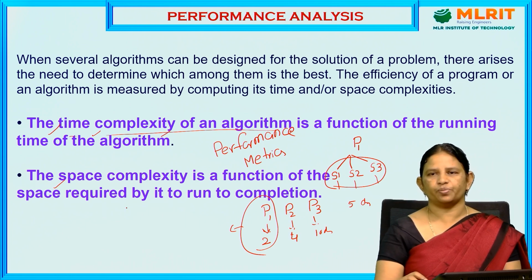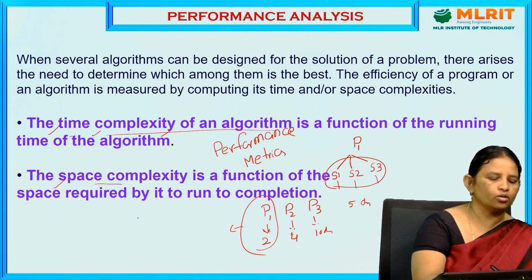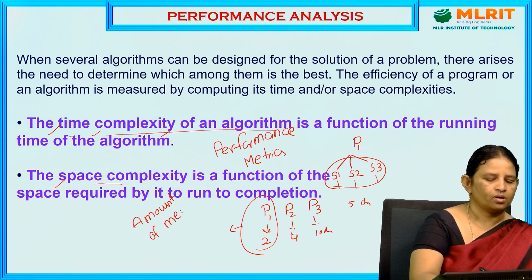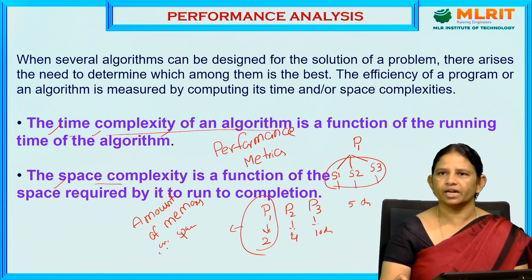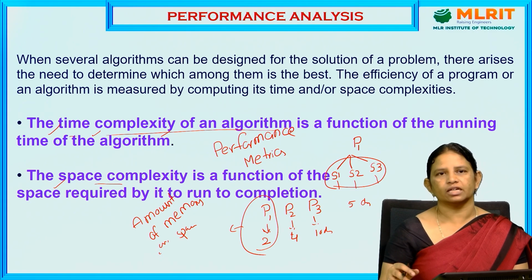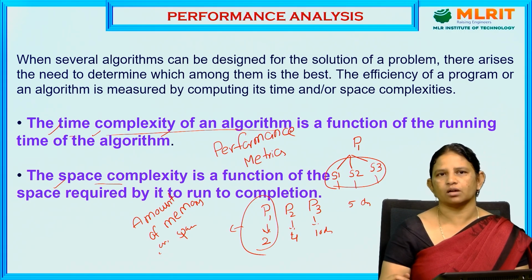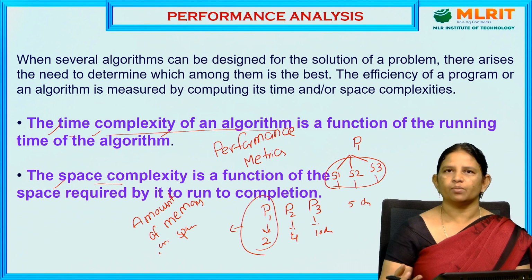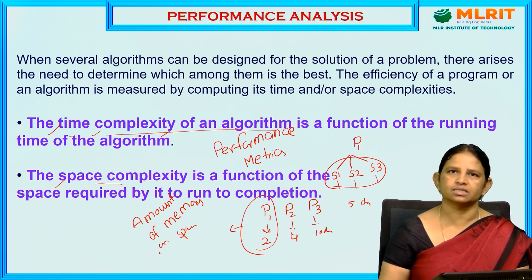The second one is the space complexity. Space complexity means how much amount of memory or space is taken by the algorithm to complete its task. That is called space complexity. We are going to look at some examples of how to calculate the time complexity and space complexity for the given programs or problems.